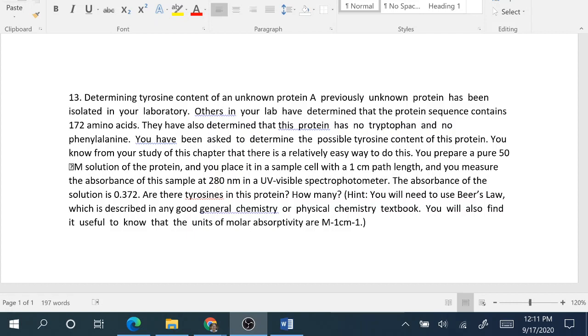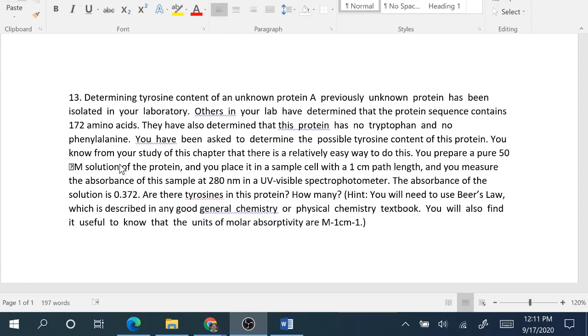Next we'll work problem 13 in chapter 4, determining the tyrosine content of an unknown protein. A previously unknown protein has been isolated in your laboratory. Others in your lab have determined that this protein sequence contains 172 amino acids. They've also determined that this protein has no tryptophan and no phenylalanine. You've been asked to determine the possible tyrosine content of this protein. You know from your study of this chapter that there's a relatively easy way to do this.